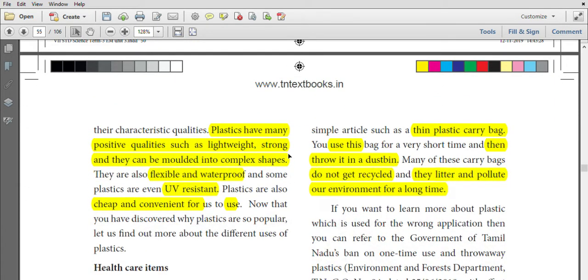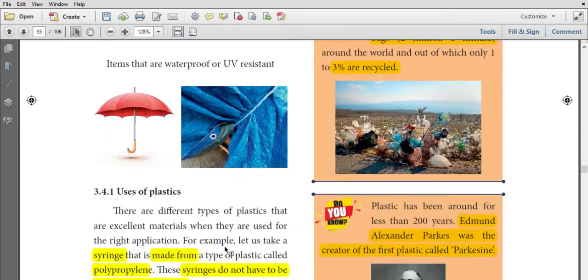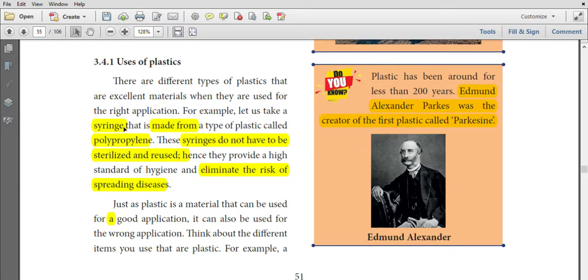Plastic has many positive qualities such as being lightweight, strong, and able to be molded into complex shapes. They are flexible and waterproof. They are UV resistant, cheap and convenient for use. The syringe is made of plastic. Polypropylene is used to make syringes. Syringes do not have to be sterilized and reused. It eliminates the risk of spreading diseases.